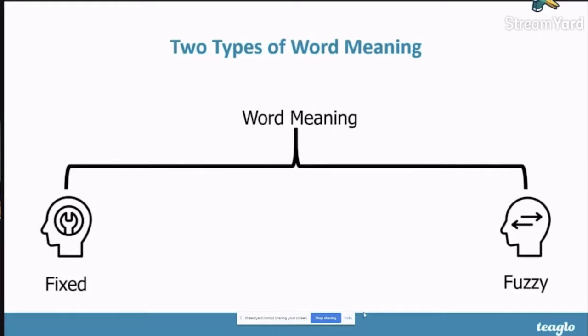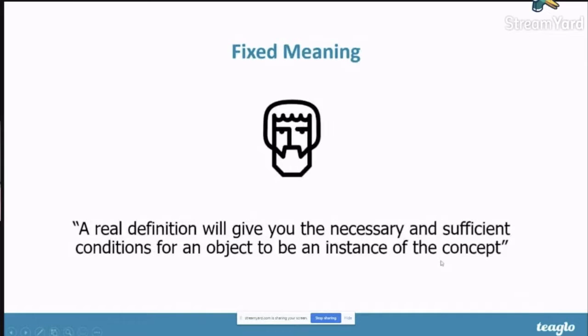So when thinking about concepts we teach, I think we can boil it down. This may be oversimplifying it a bit, but boil it down to just two main types of concept: a fixed concept or a fuzzy concept. So we're going to start with fixed concepts.